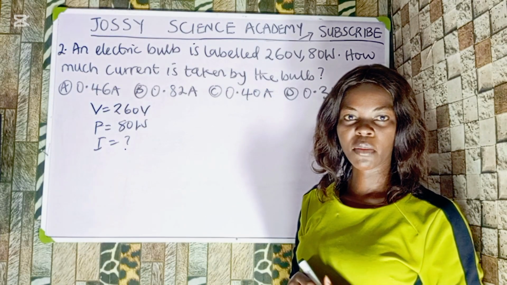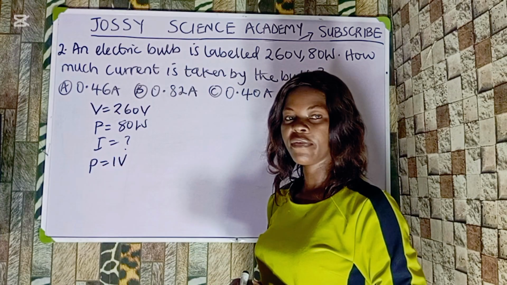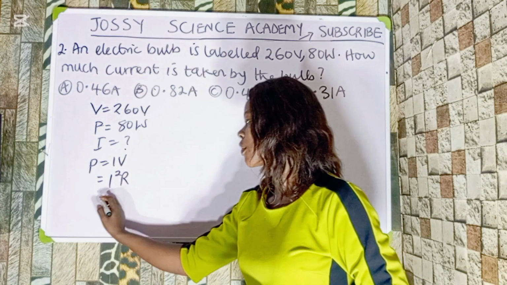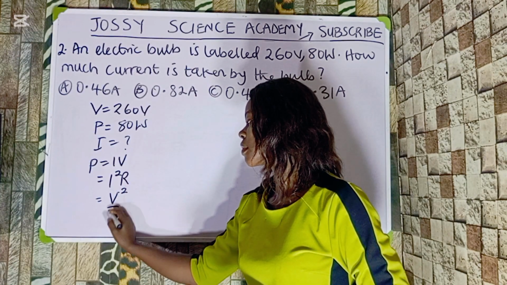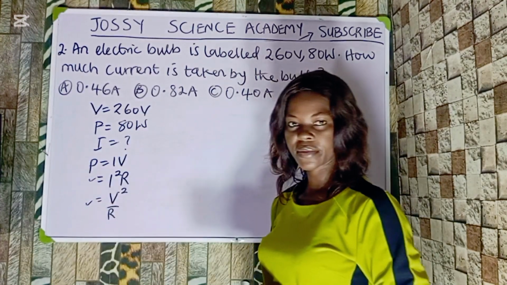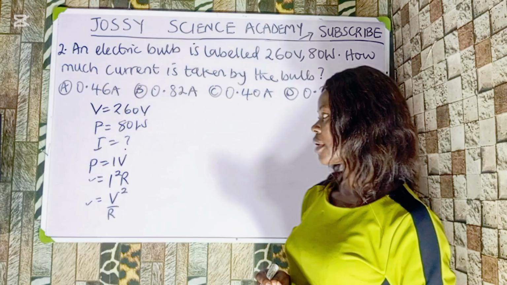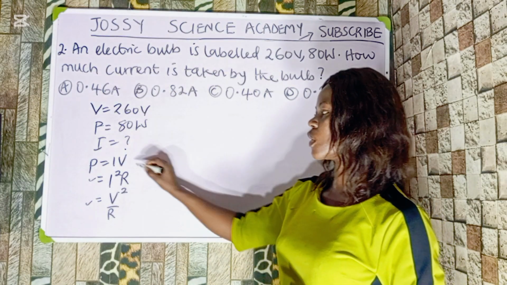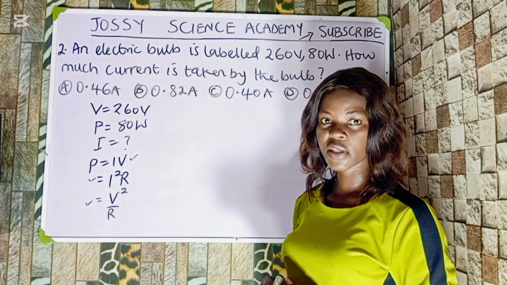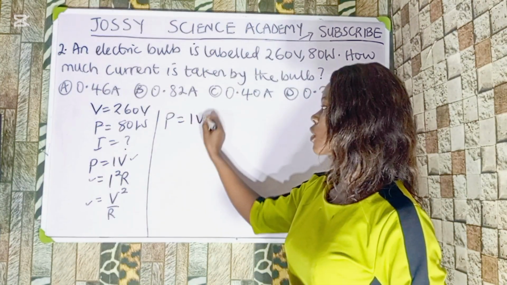Now I want to remind you that the formulas of power: P equals IV, or I squared R, or V squared over R, right? They are all equal to power. If you multiply all of these by time, it's going to give you energy, but we are not looking for energy now. So the formula you are going to use in this context is P equals IV, because we're looking for the current and we have the potential difference and the power.